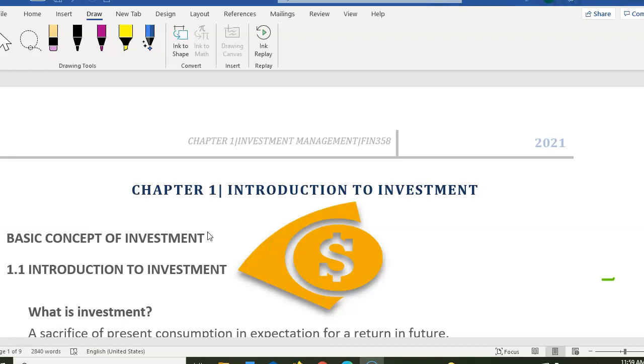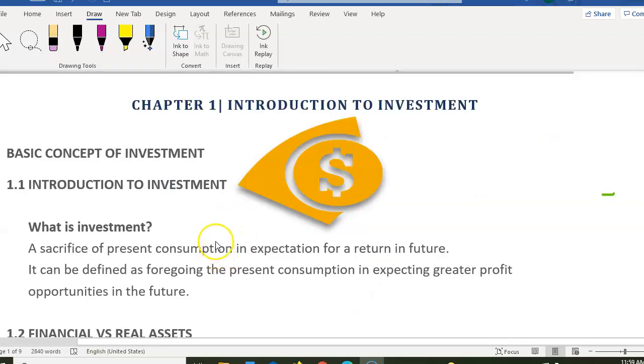After studying this chapter, you should be able to, number 1, differentiate between the concepts of investment versus speculation and also gambling. Number 2, identify the investment goals, process and constraints. And number 3, explain the concept of investment risk and return.